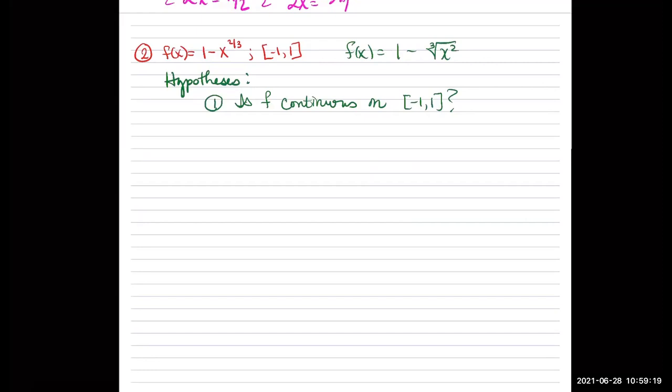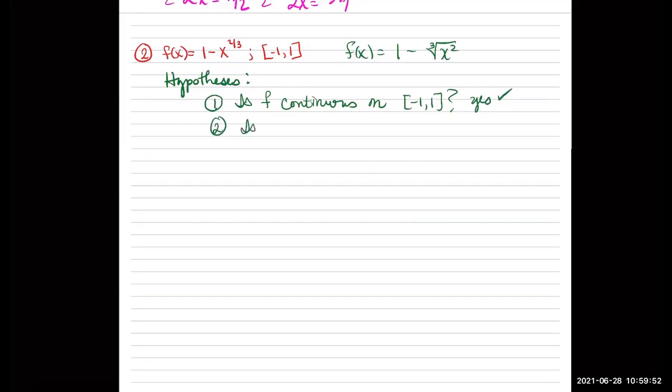Okay, so what do you think? Is that function continuous on that interval? Yeah, it's continuous there. It's defined everywhere on that interval. We don't have any fractions. We don't have to worry about the denominator being equal to 0. We're taking a cube root, so we don't have to worry about that radical not being defined. Everything's fine, so that's good.